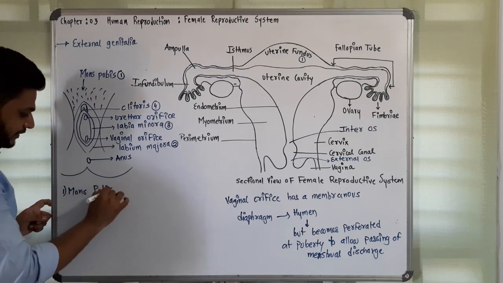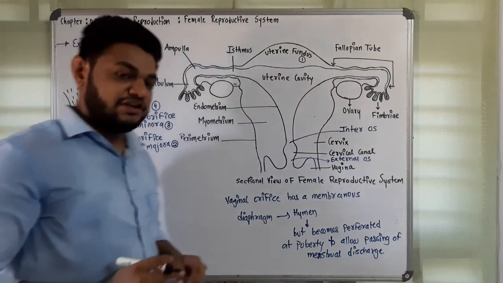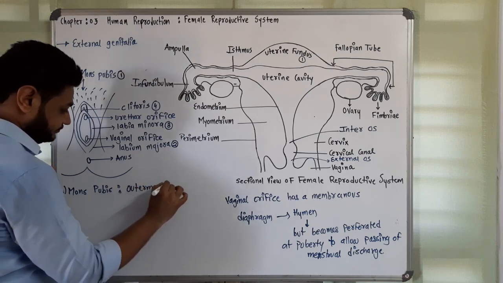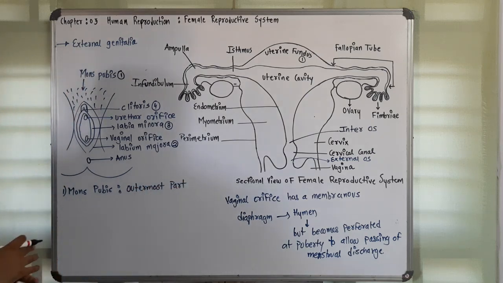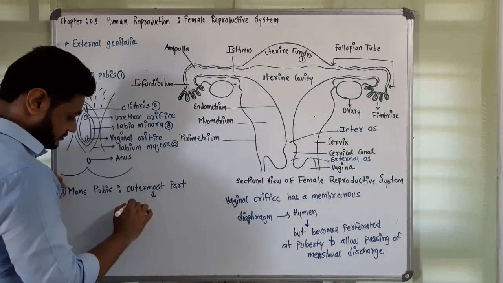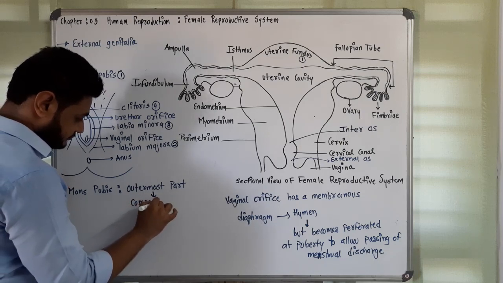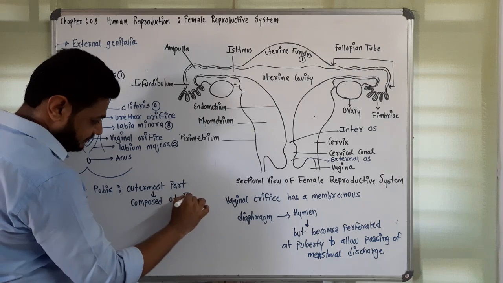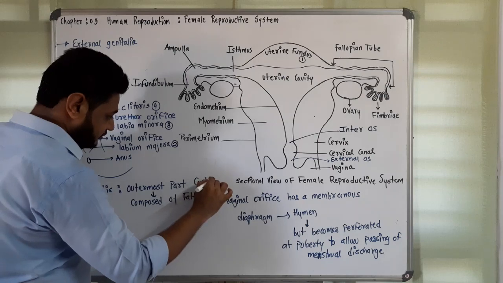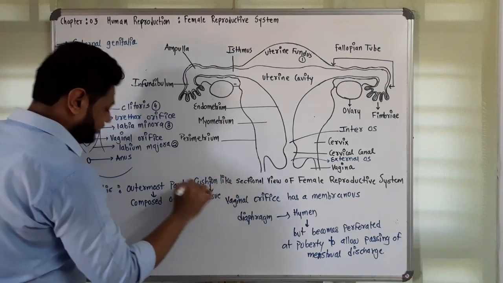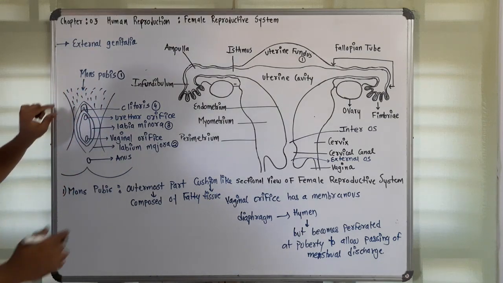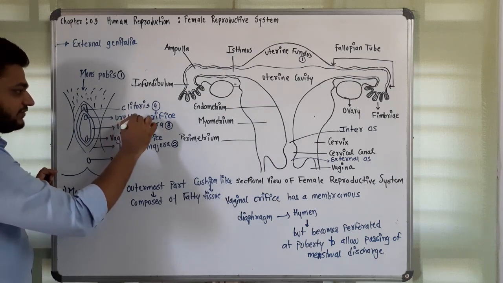Mons pubis is the outermost part of the female reproductive system, or external genitalia, composed of fatty tissue, which is cushion-like fatty tissue. This is the part above the urethral orifice. Urethral orifice and vaginal orifice are different.